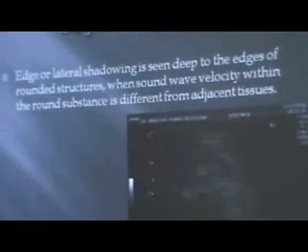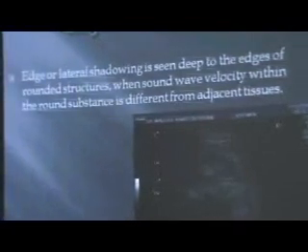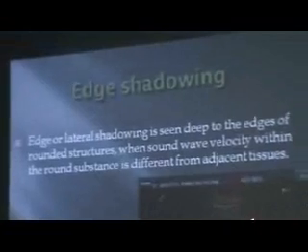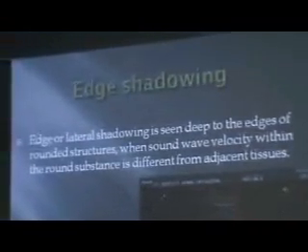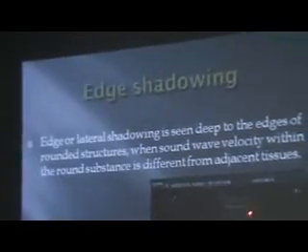Another term is edge shadowing. Edge or lateral shadowing is seen due to the edges of rounded structures, when sound waves pass through a round substance that is different from the adjacent tissue. The ultrasound waves hit the edge and get slightly deflected, so there is a deficiency of the beam behind, and it produces a shadow behind. That shadow is known as the lateral shadow or the edge shadow. So these are the two terms.